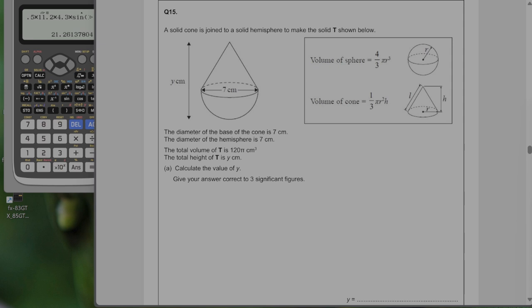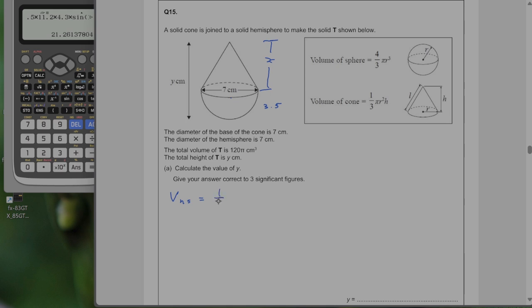Okay, so what I'm going to do is I'm not actually going to find y. I'm going to relabel it, and I'm going to find x to start with, and then obviously the radius of the hemisphere is going to be 3.5 because it's half of 7, and then I'm going to add that to x. Right, so if we're told we can do it as one sum or two, we'll do it as two sums. So if we start with the volume of the hemisphere, I'll put VHS.